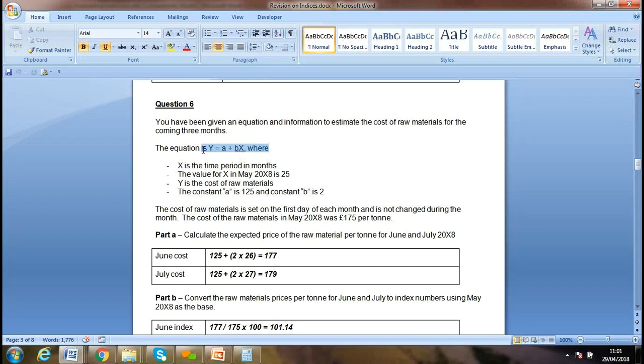Has anybody ever studied this equation? It's called the least square method. Y equals A plus BX. Y is the cost, A is the fixed cost, and B is the variable cost. X is the number of units. So we can calculate the total cost like we did. If we want to use the equation, we can use it as well. This is called the least square method.